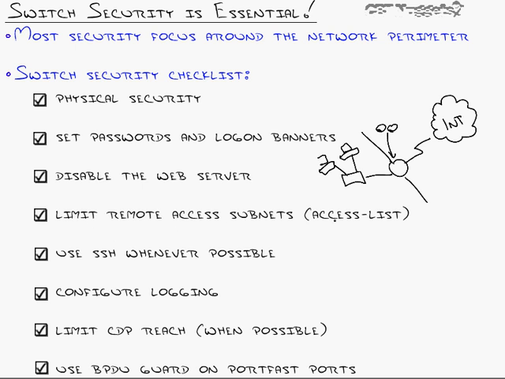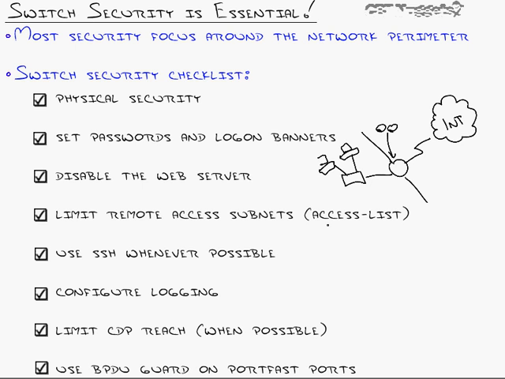Limit remote access subnets. And we'll talk about access lists in a moment, but what that means is don't let people telnet into the switch or SSH into the switch that don't belong there. If somebody can telnet to the IP address of the switch, they can just randomly begin trying passwords to break in. By using an access list, you can say only this IP address or only this subnet of addresses is allowed to telnet to the switch or SSH to the switch. So when possible, lock it down that way.